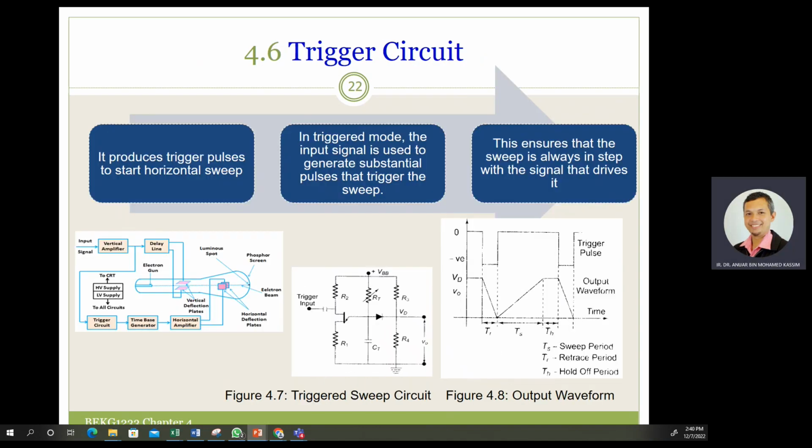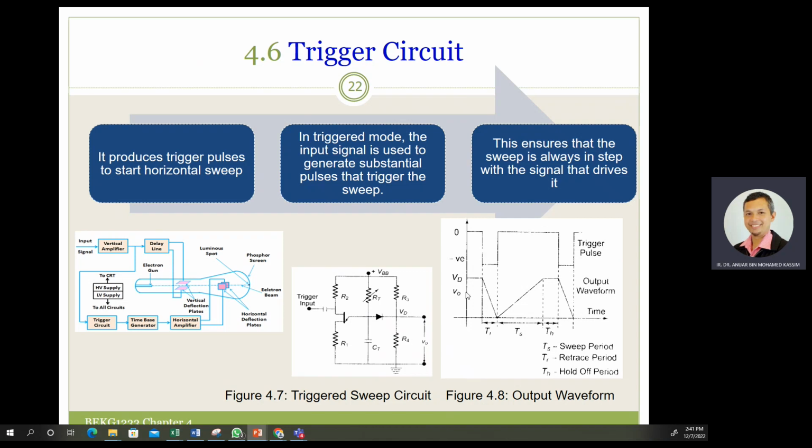As the trigger circuit, it produces a trigger pulse to start the horizontal sweep. In this trigger mode, the input signal is used to generate the pulse that triggers the sweep. You can see here that at the trigger input there is a summing circuit. Using this ensures the sweep is always in step with the signal that drives it.